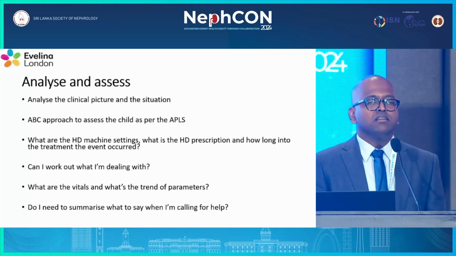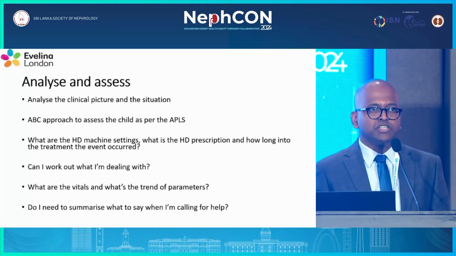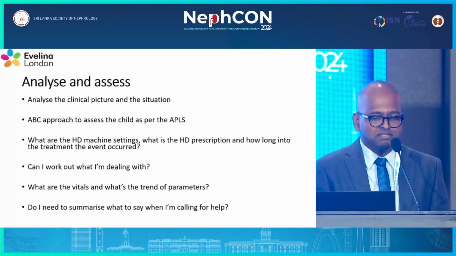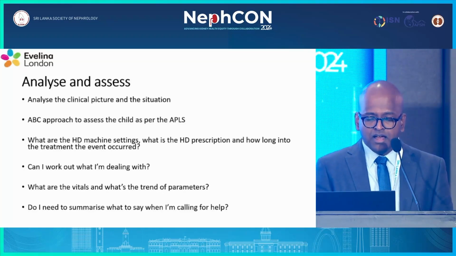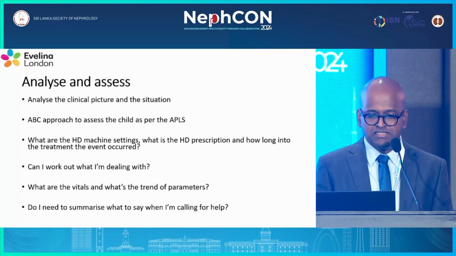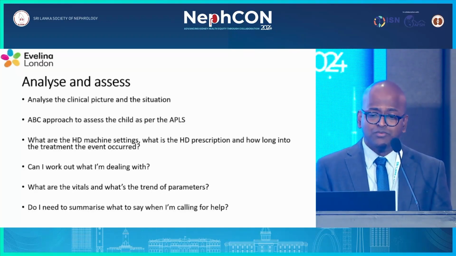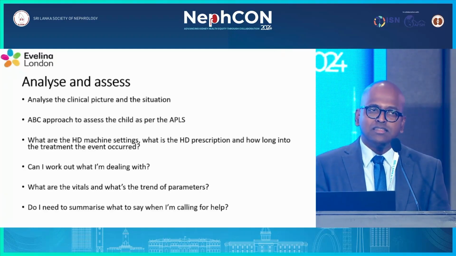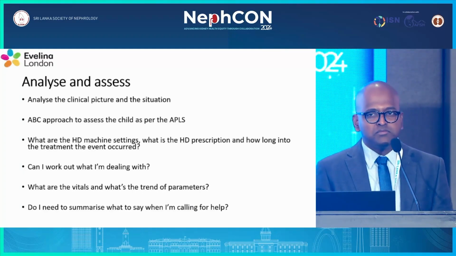So if we see the clinical picture in that situation, whoever is dealing with that child, whoever is the first contact, always needs to start the ABC approach to assess the child as per the APLS. And we need to ask ourselves, what are the hemodialysis machine settings here? What's the hemodialysis prescription? How long into the treatment has this particular event occurred? And can I work out what I'm dealing with?